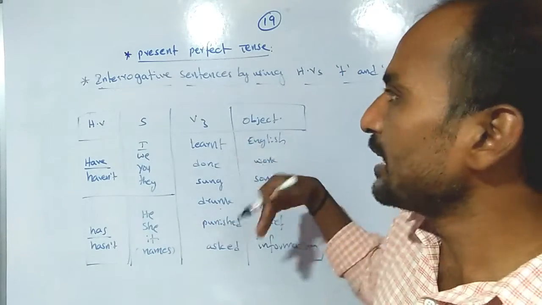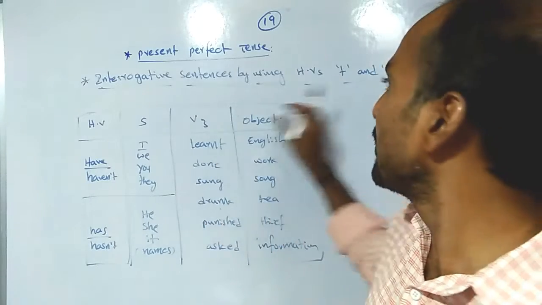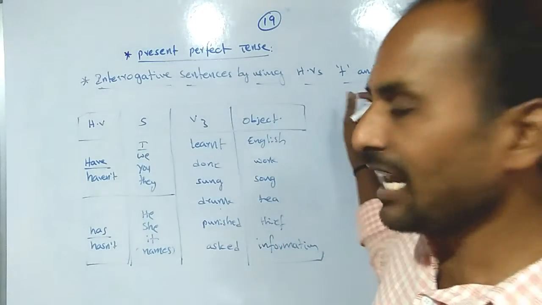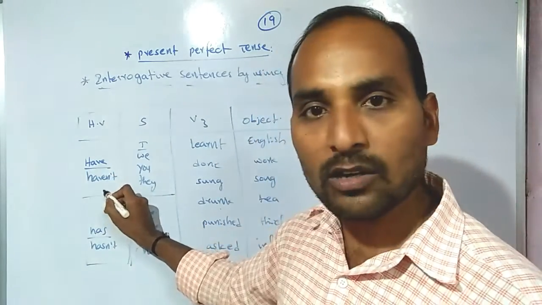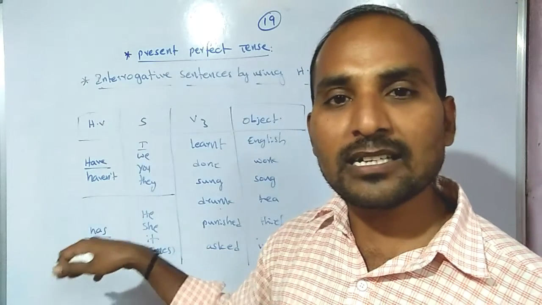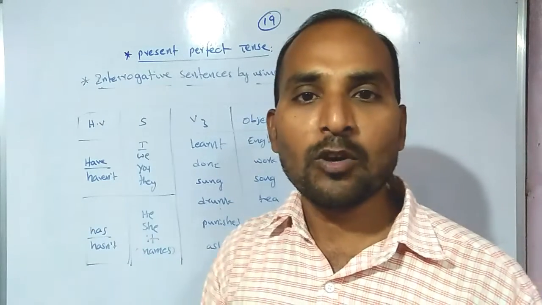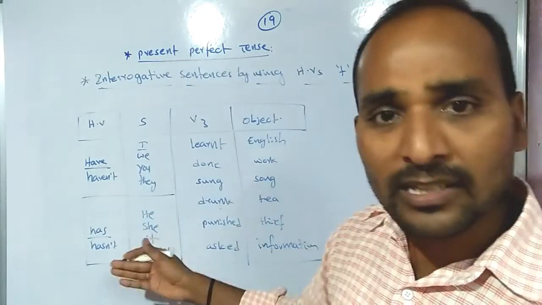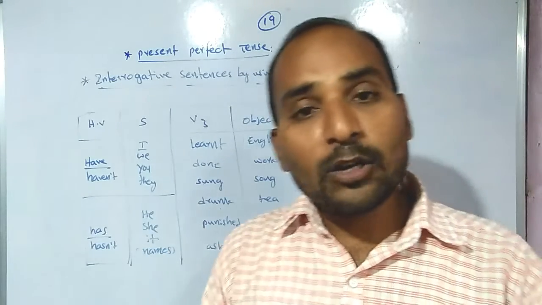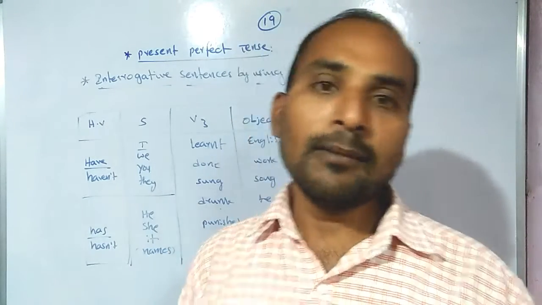So like that we can frame negative interrogative sentences by using helping verbs. So what are the helping verbs here? Have or have not are the helping verbs. Already we discussed this concept in the previous classes. Okay friends, and further, I am going to give you interrogative sentences by using WH words.